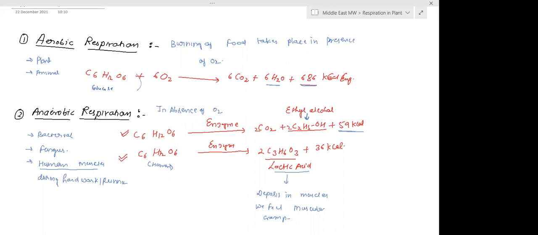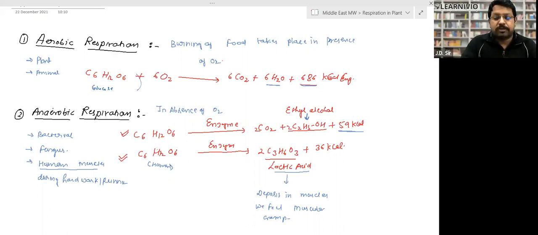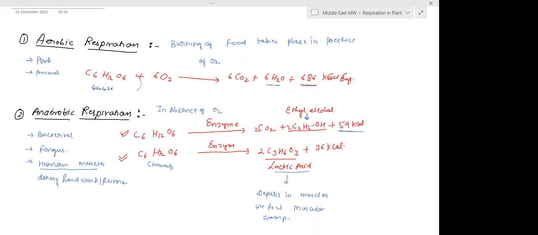Got it? Yes. Now, why did it happen? There is also a logic behind it. First, please note down all this information and ask me if you have confusion anywhere. Okay.